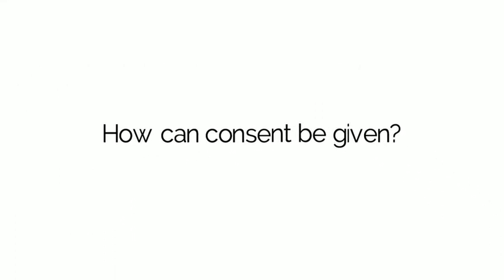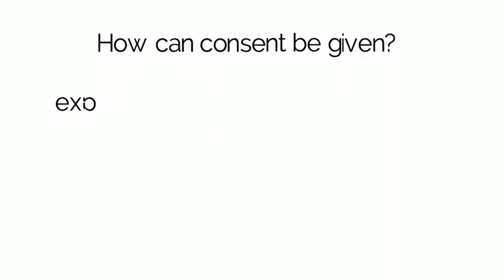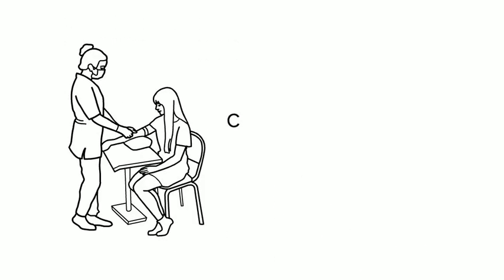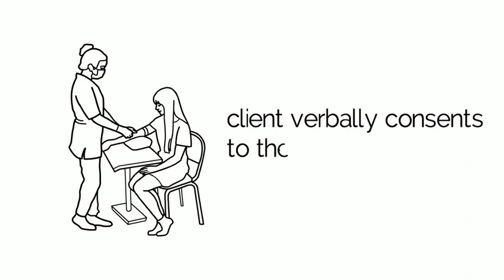How can consent be given? Consent may be express or implied. Express consent is the unequivocal expression of consent that is direct and clear. It can be given orally or in writing. An example of express consent would be when a midwife recommends that a client have blood work to test for hepatitis B and syphilis, and the client verbally consents to the test.